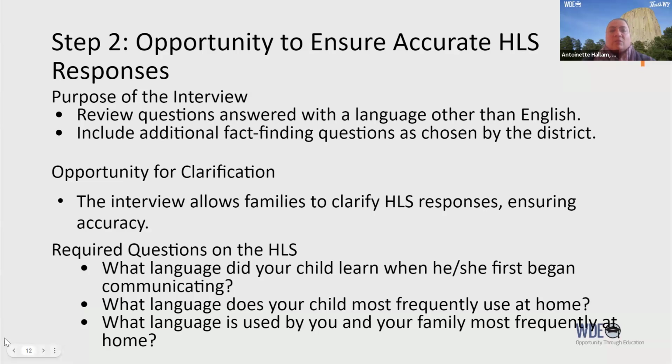And the following questions are required on the home language survey and likely flag the student for the parent interview as a potential English learner. The 3 questions are: what language did your child learn when he or she first began communicating? What language does your child most frequently use at home? And what language is used by you and your family most frequently at home?